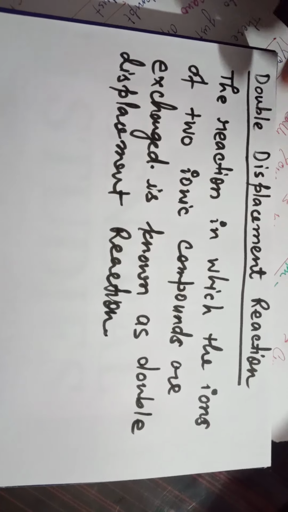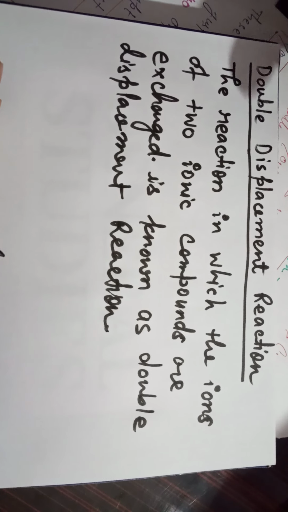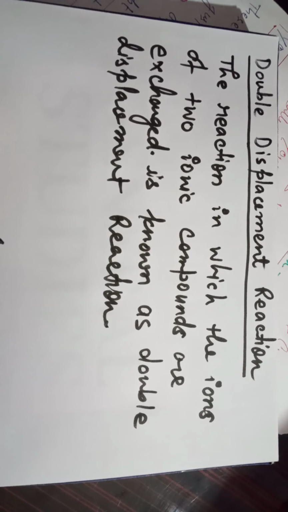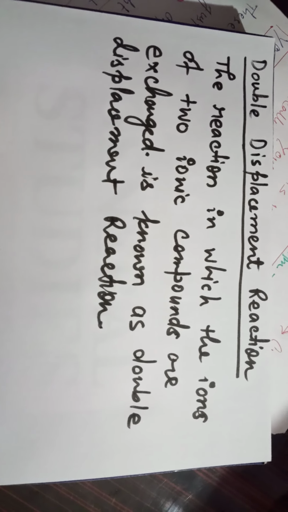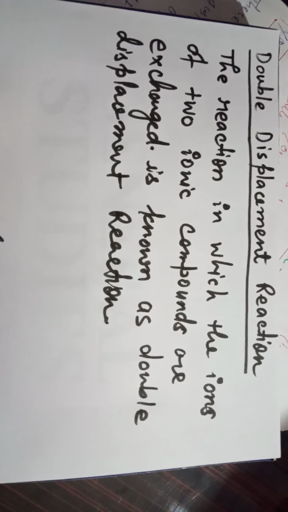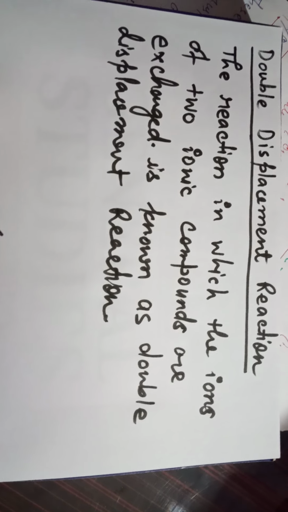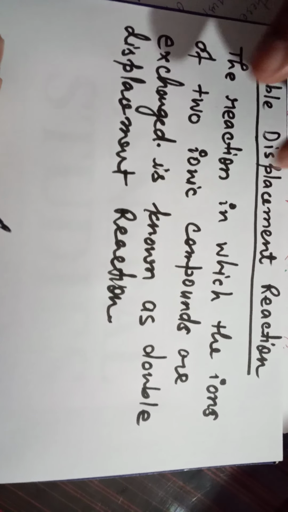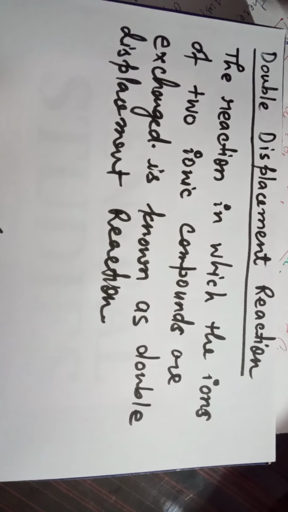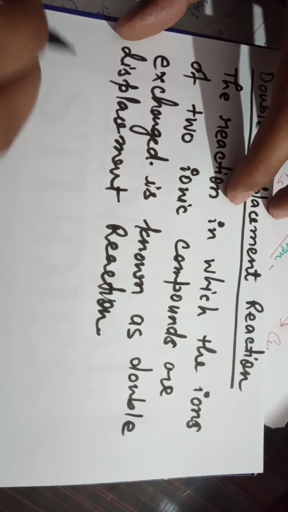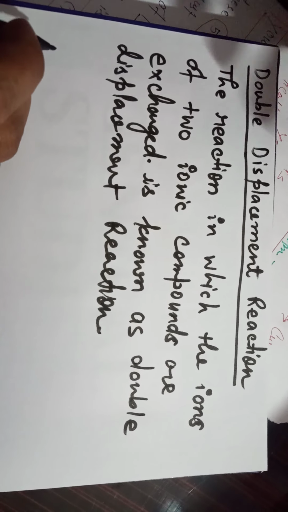So this is the definition: the reaction in which double displacement happens. Two displacements will happen. In the substitution reaction there was displacement only a single time, but here two displacements will happen. That's why we give this kind of reaction the title double displacement reaction.